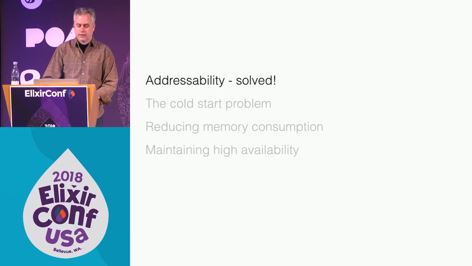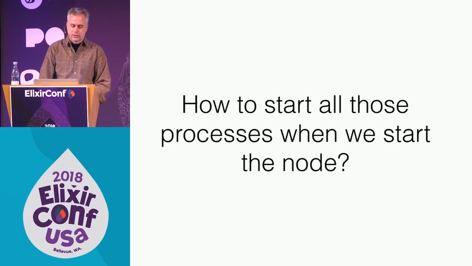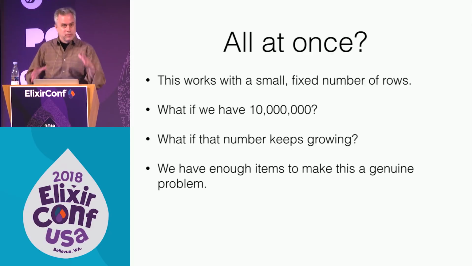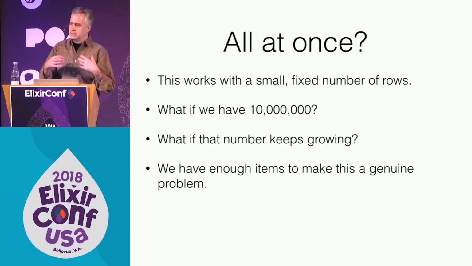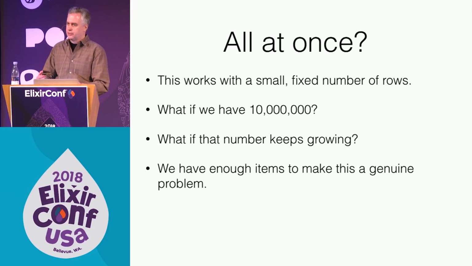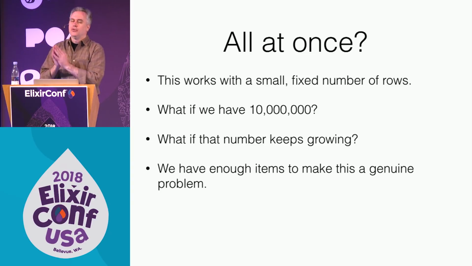All right, so we got that one under. Now, this is the one that, until we actually had a solution, I was nervous. I was like, how are we going to do this? So the cold start problem: you've got to think about how we are going to start a node in a timely way if you've got a lot of records. So you could think about starting them all at once, right? What that means is your node is not available until every single process is started. Because the one thing you cannot do is break the contract of saying, if you send a message to this name, there must be a PID there waiting to answer that request. If you break that, all bets are off, and you're going to have problems.